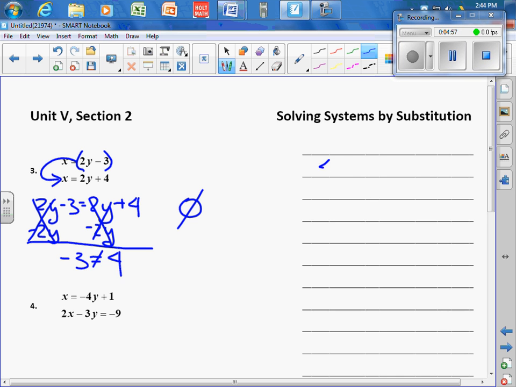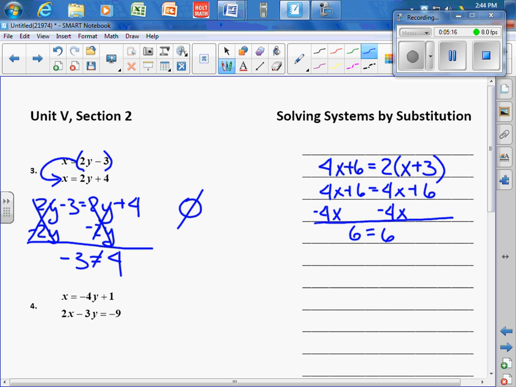And likewise, what if we had something like this? What if we had 4x plus 6 is equal to 2 times the quantity x plus 3. Well, if we had 4x plus 6 is equal to 4x plus 6, if I subtracted 4x from both sides, I'd get 6 equals 6. Well, that's always going to be true. So all of these points would be in common. That means that they're the same line, infinitely many solutions.